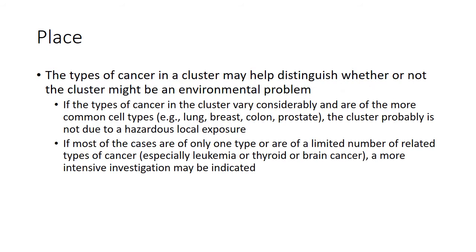So specifically when you're looking at cancer, the type of cancer can be really important to try to distinguish if it's an environmental problem or not. For instance, if you have multiple types of cancer being reported, different varieties, say like lung cancer and prostate cancer, that's not really indicative of an environmental problem. Or if it's a more common cell type of cancer, like breast cancer, colon cancer, things like that, that tends to not be a strong case for a hazardous local exposure.